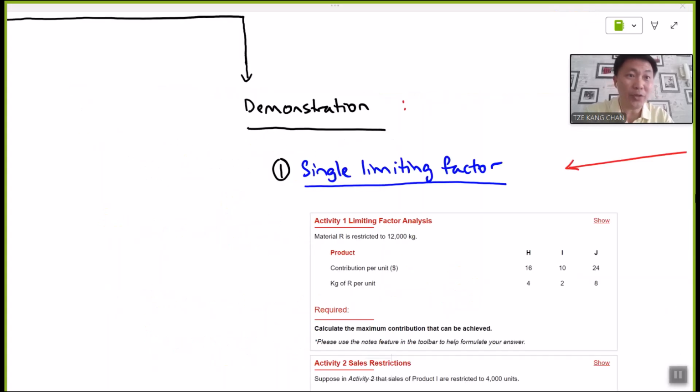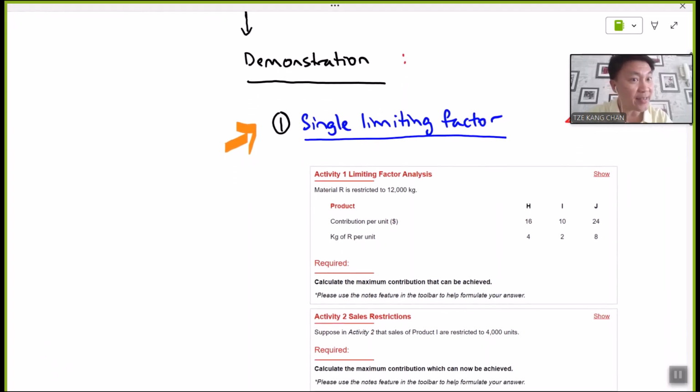So it's time for you to take a look at the following demonstrations on both scenarios on type 1 decision. Let's start with how to deal with shadow price calculations under a single limiting factor. With the following activity and exercises, all extracted from Study Hub, looking at the first activity, you are asked to estimate the maximum contributions that could be achieved with the restriction on material R up to 12,000 kilo to produce the three products H, I, and J.